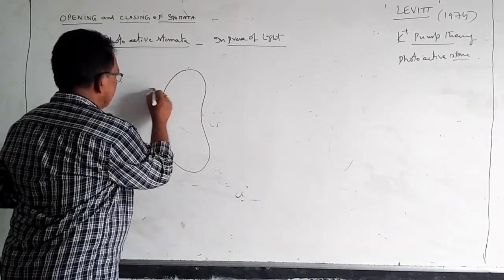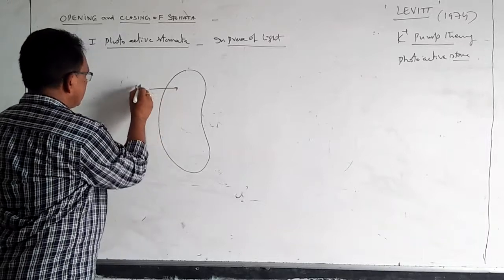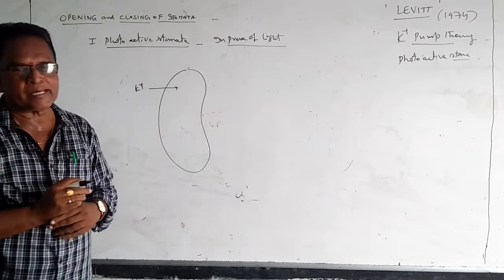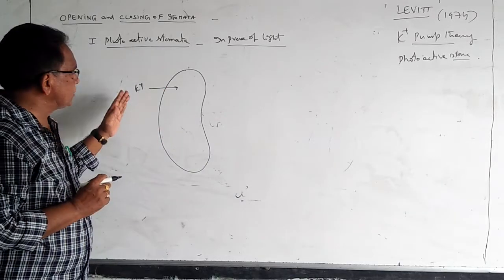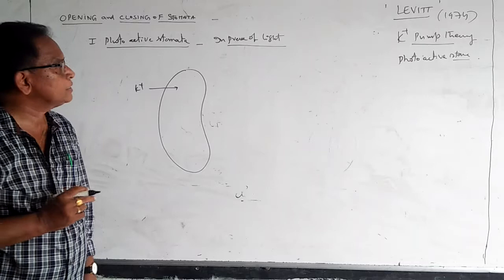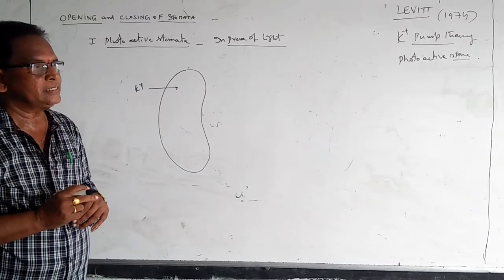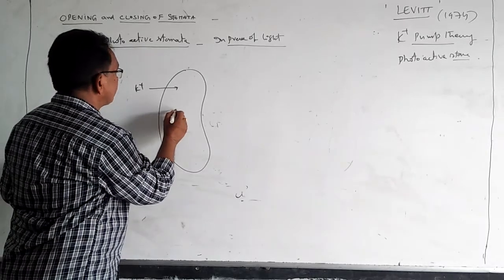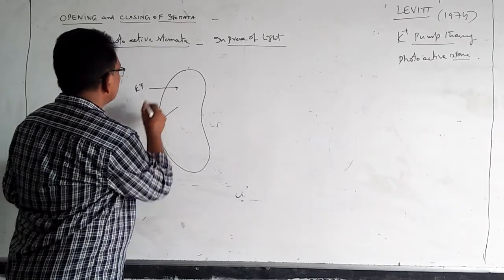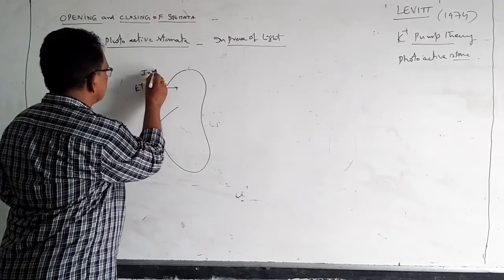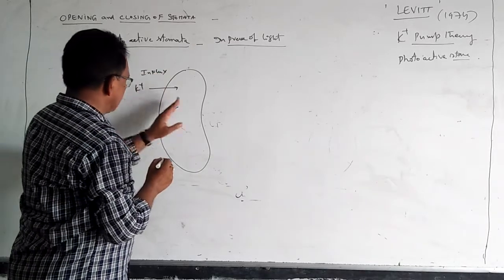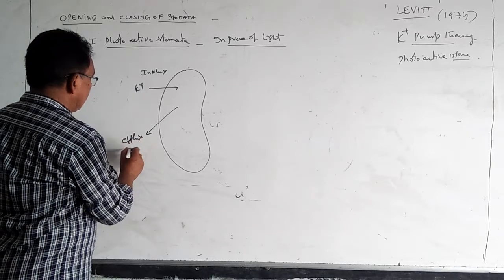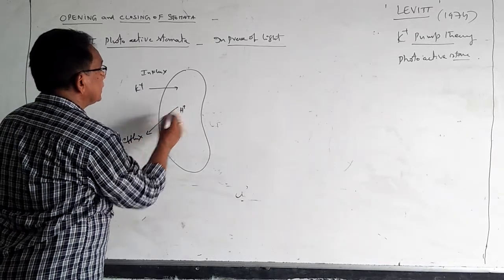there is an influx of potassium cations. Due to the influx of potassium cations, there is a gradual accumulation of potassium cations inside the guard cells in the presence of light. This is called influx. Simultaneously, there is an efflux of H plus.